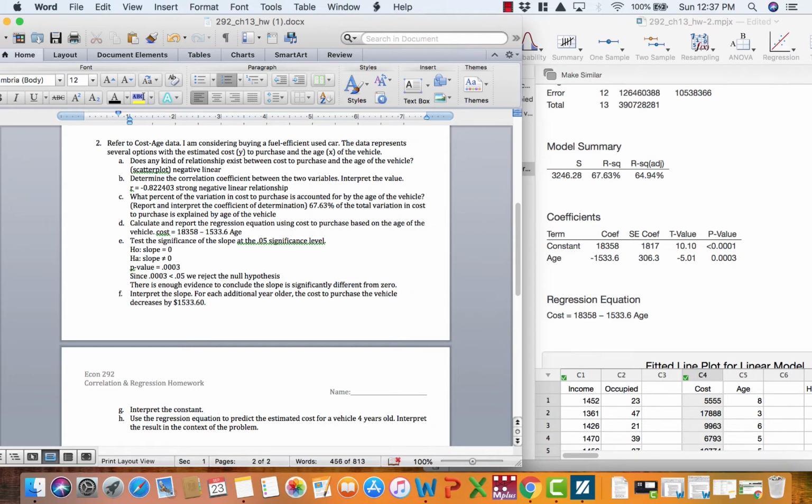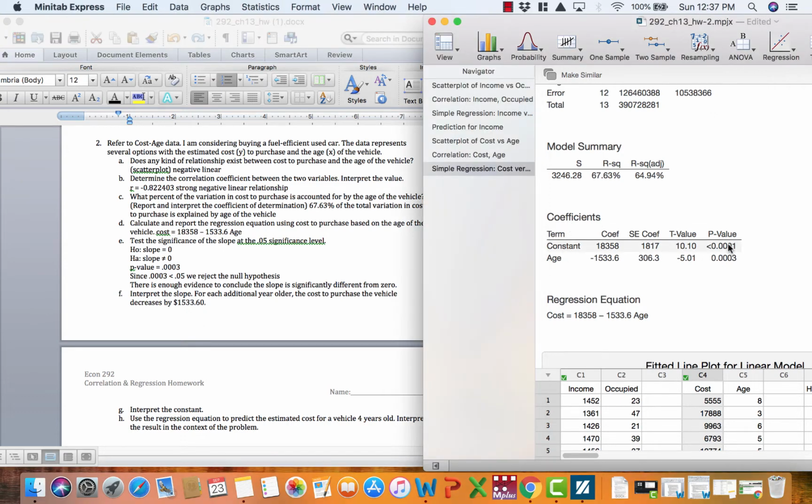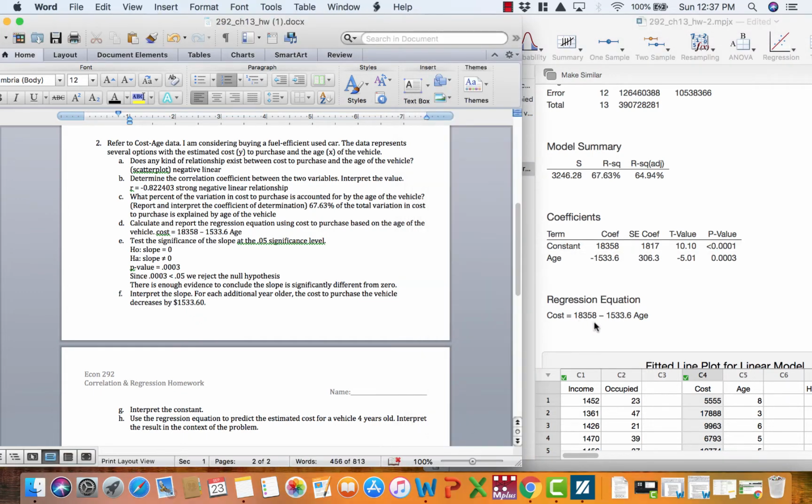All right, interpret the constant. Well, again, we look in our coefficients table. The p-value on constant is significant, so we want to interpret the constant. So what does the y-intercept mean for this problem? When the car is, and we don't say 0 years old, right? That just sounds bad. When the car is brand new, the cost to purchase is $18,358.